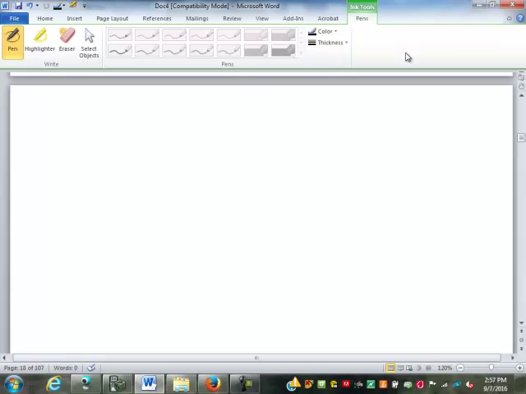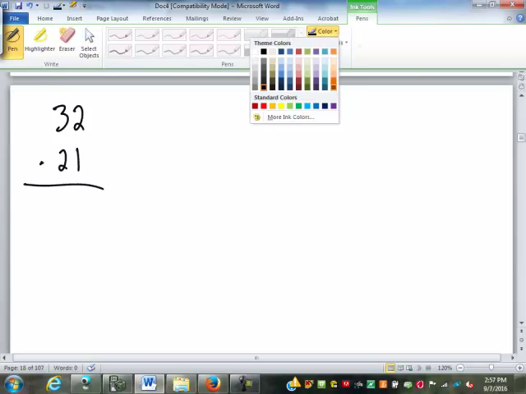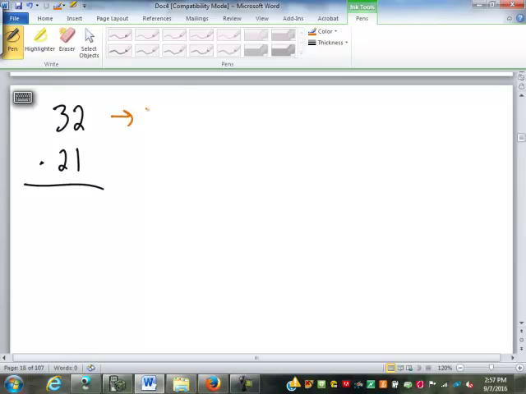Let's look at multiplication. Let's do 32 times 21. This one I am going to write out in full form. So it's 3 tens and 2 ones. 21 becomes 2 tens and 1 one.